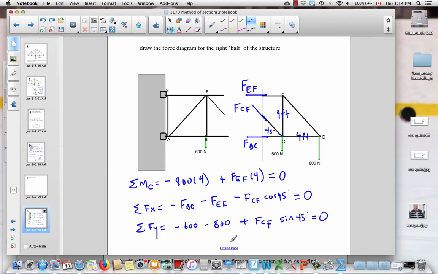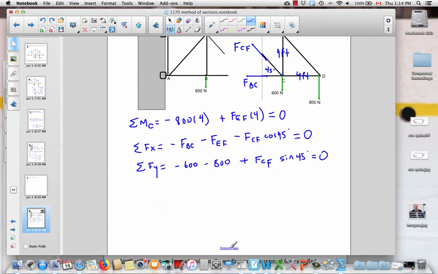So if you got those, that's great. Then just take a minute and solve those equations. Pause the video, get your answers, and see ultimately what the FC force is. The CF force, this tensile force right here that we're looking for.